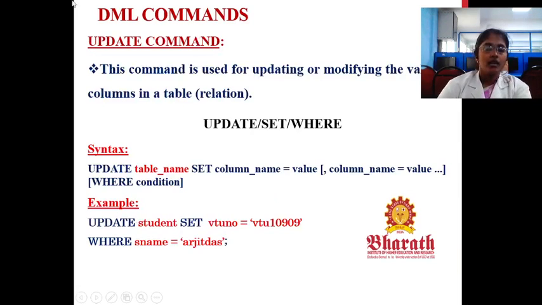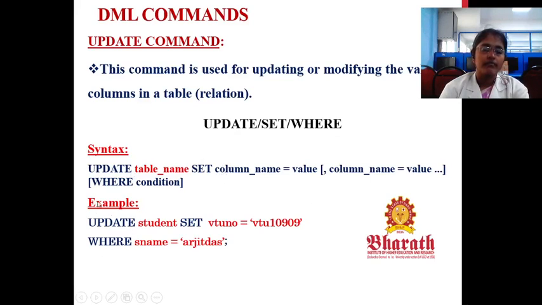Then next is the update command. The update command is used to modify the values in a column of any particular database. Update, set, where are the keywords. So here is the syntax: update table name set column name is equal to value where some particular condition. If this condition is met, then we have to update the table by setting this column.